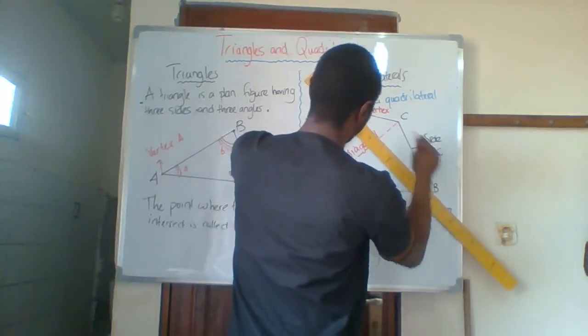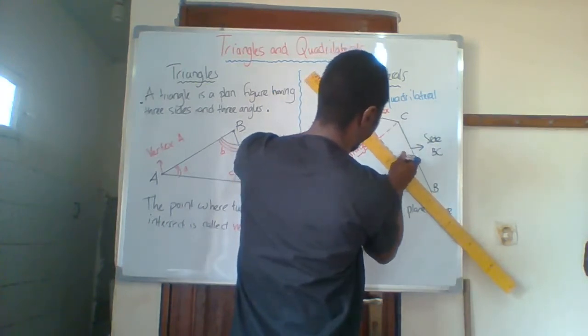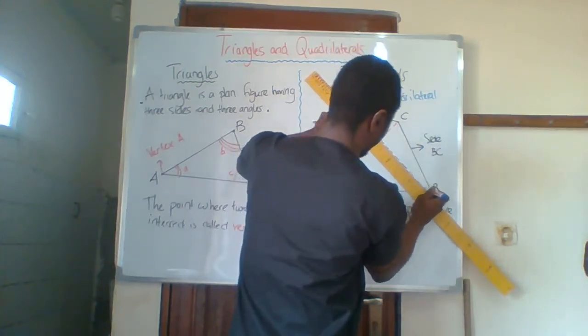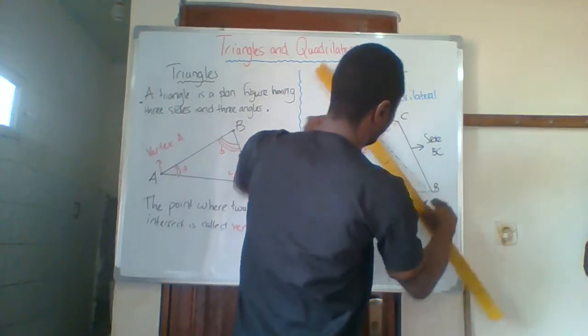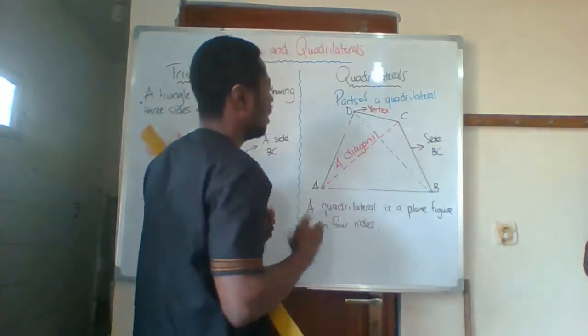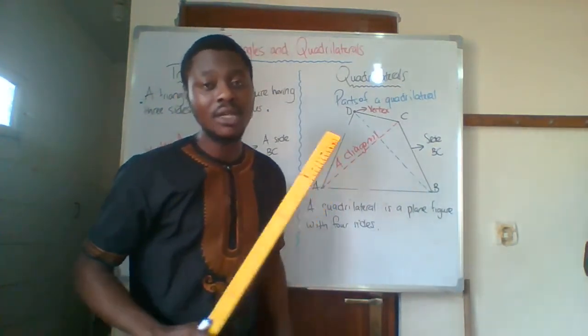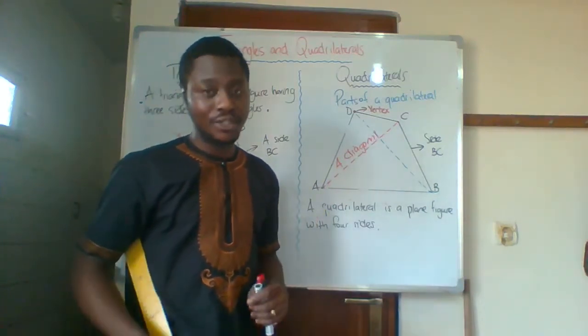So this is another diagonal. Excuse me. I like to be as accurate as possible. Excuse me. My ruler moved a bit. So this is another diagonal. So in this quadrilateral, there are two diagonals. In all quadrilaterals, there are two diagonals.